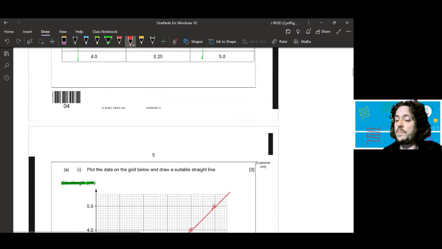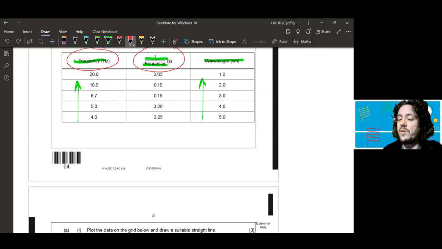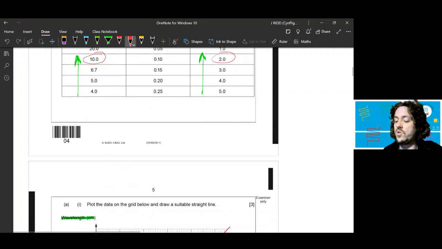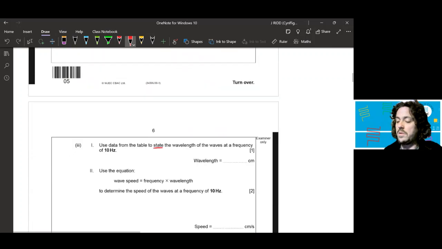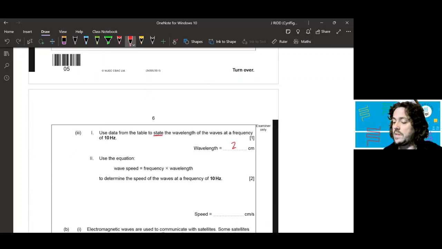So we go up to our table, we find 10 Hertz, and we can see that the corresponding wavelength is 2 centimeters. So we'll write that in, 2 centimeters. Check your unit, it's in centimeters, so we know we're fine just to pop a 2 in right there.